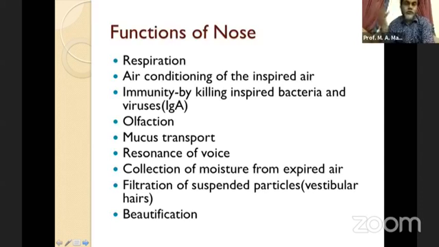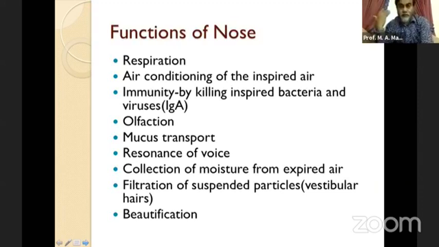And the nose, like an expert, can also collect some moisture to prevent excessive loss. Also, inside the nasal cavity, the vestibule has some hair, and that hair filters the big particles so that harmful particles cannot get inside the nose, throat and airway. So this is filtration of suspended particles.